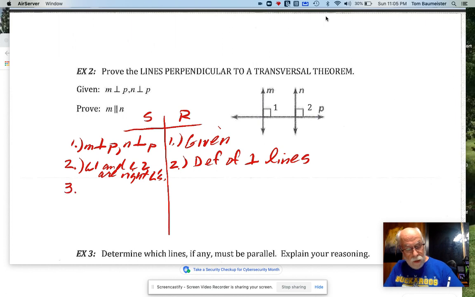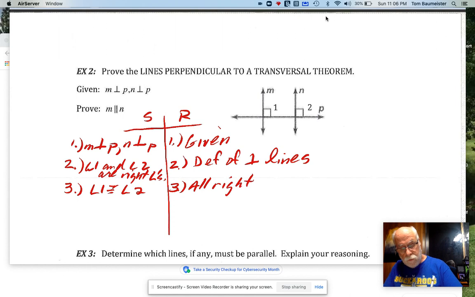And since we know that they are right angles, we can now state that angle 1 is congruent to angle 2. And again, that's because we know that all right angles are congruent.